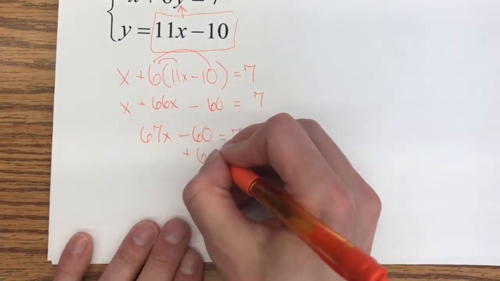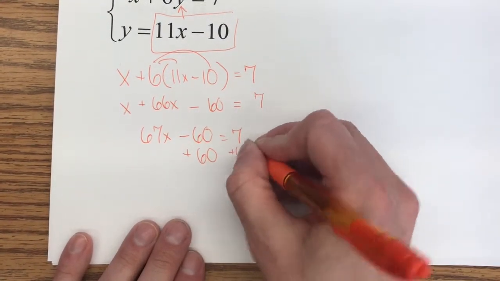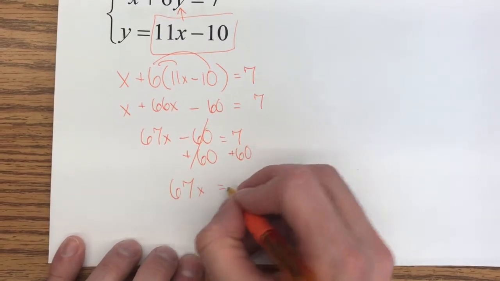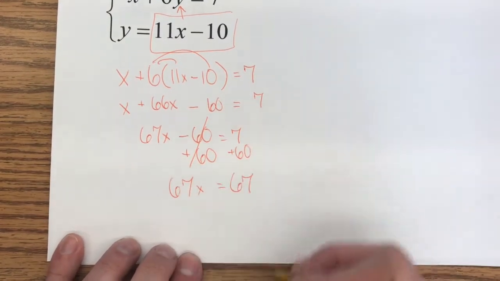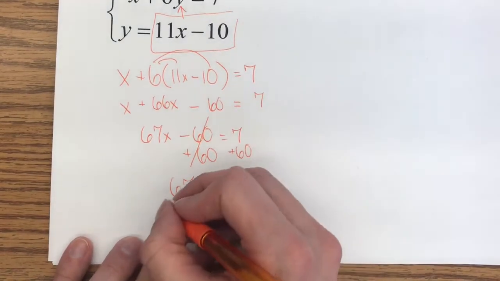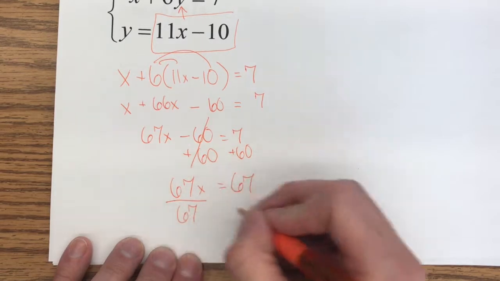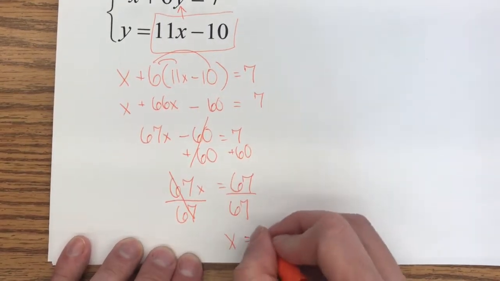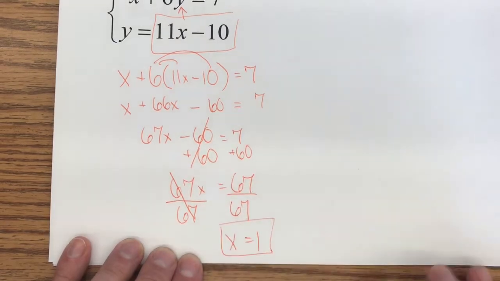Add 60 to both sides, and 67x equals 67. One more step for x. Divide both sides by 67. x equals 1. Now I have half of my answer.